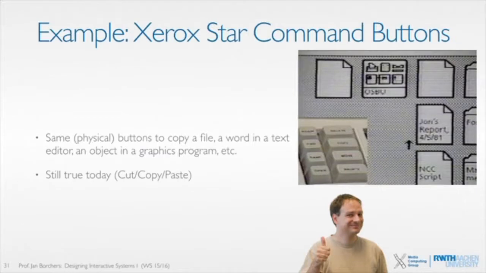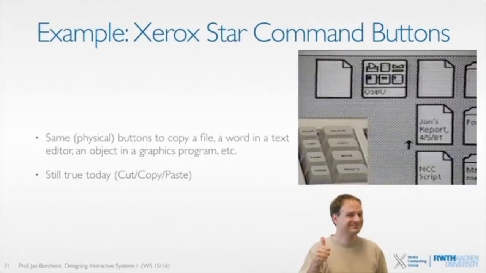Let me show you an example that you guys should know, because from the history class you might remember the Xerox Star. One of the things that it had was physical buttons like delete, copy, move, properties, open, stuff like this. Find, same, I think. So these physical buttons would do the same thing, for example, moving or copying, whether you wanted to copy a file, a word in a text editor, an object in a graphics program, or whatever. That's still true today.